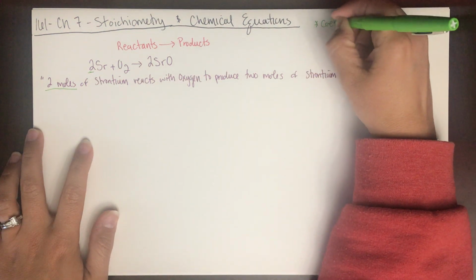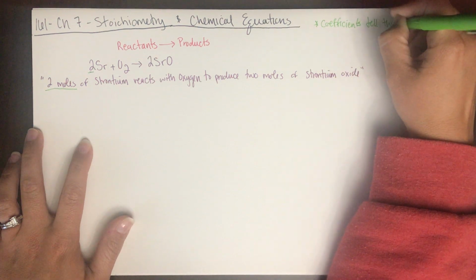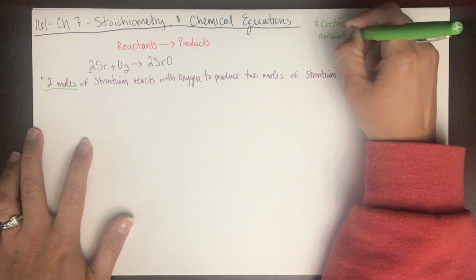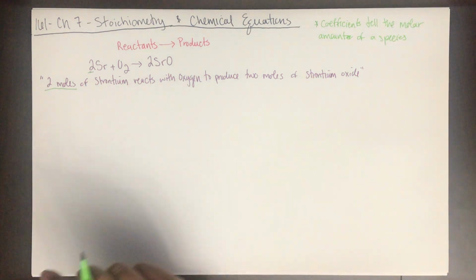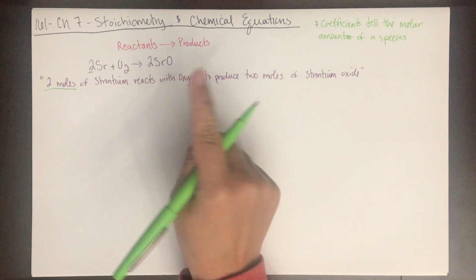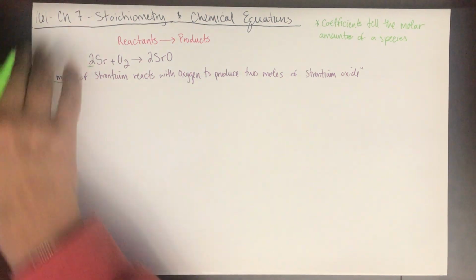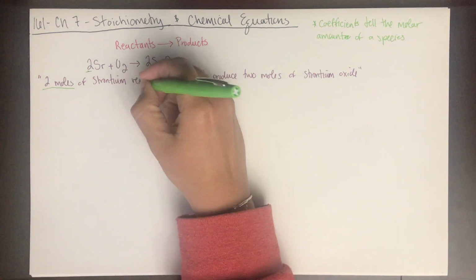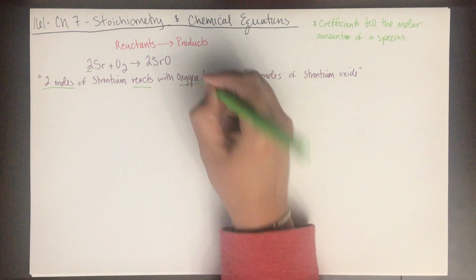So 2 moles of strontium, that's what this big 2 here in the front is called. Coefficients tell the molar amount of a species. And we use the word species in chemistry to just mean a reactant or product. It's either a compound or an element or a molecule. So 2 moles of strontium is this big 2 here. Reacts means it's a reactant. 2 moles of strontium reacts with oxygen.